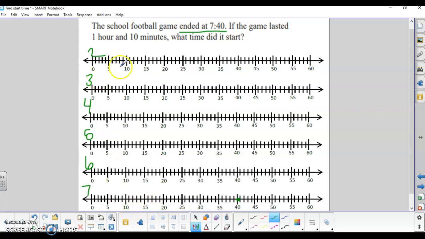All right, so your number line should look like mine. It is 7:40. It lasted for 1 hour and 10 minutes. So what time did the game start? We go backwards 1 hour and backwards 10 minutes, counting by fives. 5, 10. So the game started at 6:30. The answer is 6:30. Let's try another one.